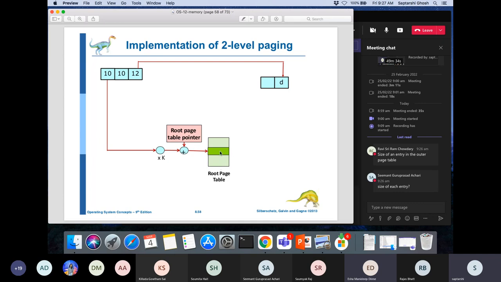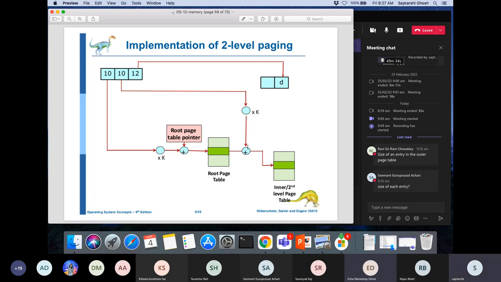So what does the root page table entry give us? It gives us the starting address of a particular page of the main page table. I repeat, this entry of the root page table gives us the starting address of a page of the main page table. That starting address is added with this 10, again multiplied by k, right? So this root page table entry gives us the starting address of a page table.